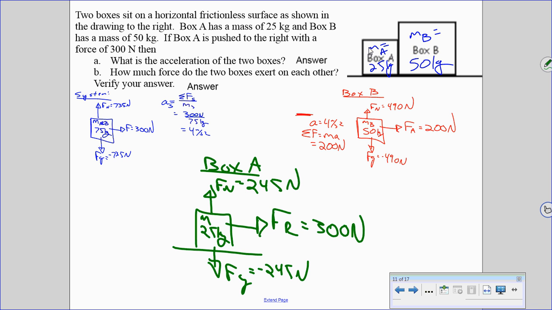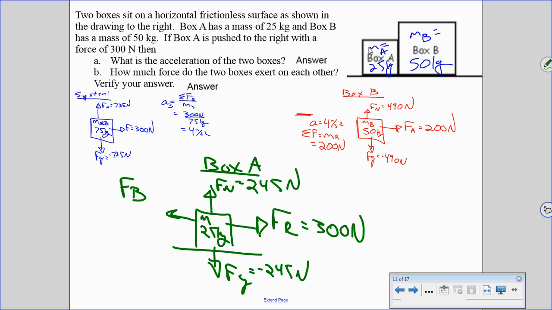So when the two boxes hit each other, A has to push B, and the reaction is B pushes A backward. So there's another force here, specifically the force of B pushing A backwards. Our goal is hopefully it'll be 200 newtons, because that's what Newton's third law says: every force has an equal and opposite reaction. So if A is pushing B with 200 newtons, then hopefully B is pushing A with 200 newtons.